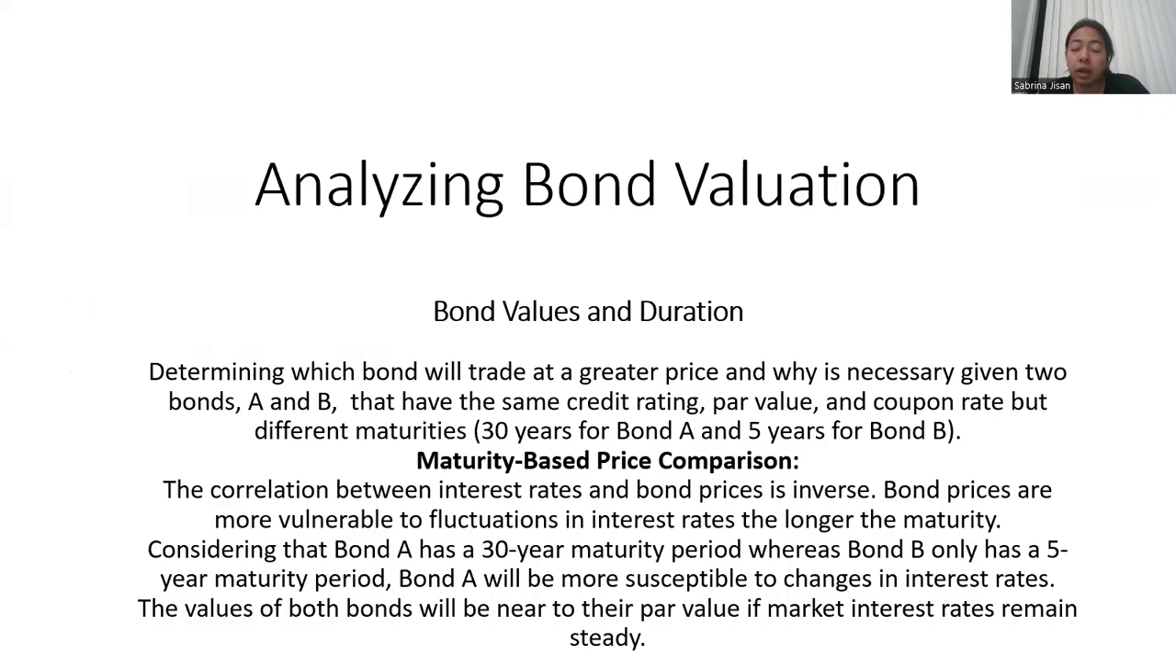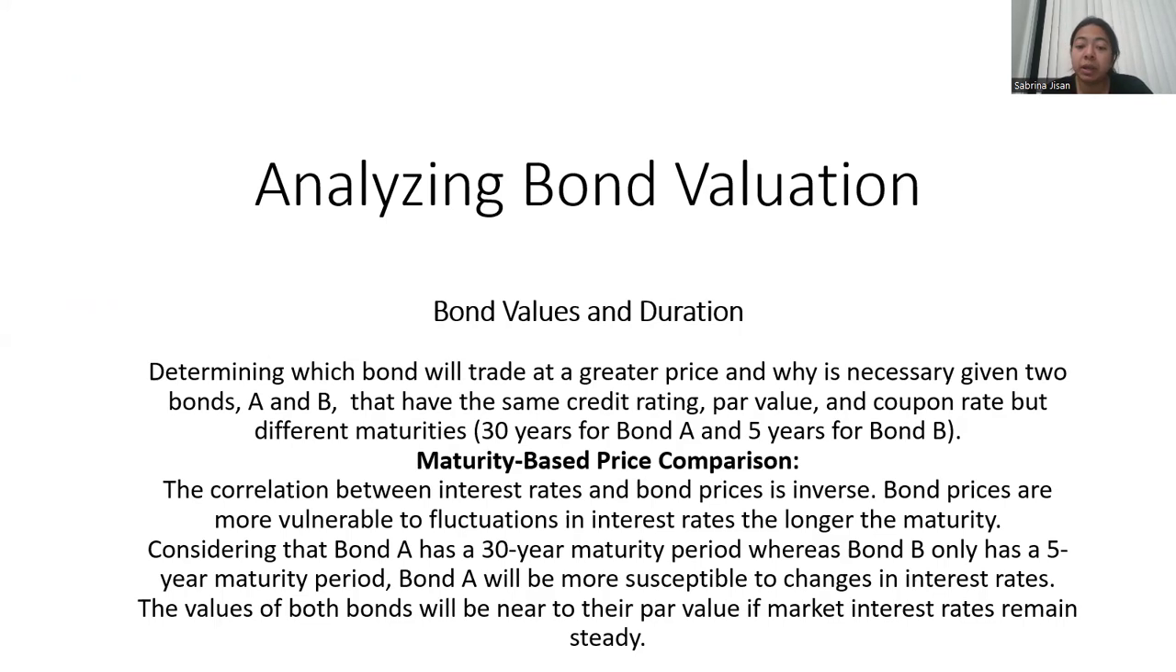So our presentation is analyzing bond evaluation. Here I'm just discussing bond values and duration. Determining which bond will trade at a greater price and why. It's necessary given two bonds, A and B, that have the same credit rating, par value, and coupon rate, but different maturities: 30 years for bond A and 5 years for bond B.